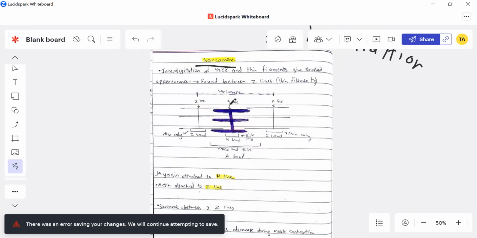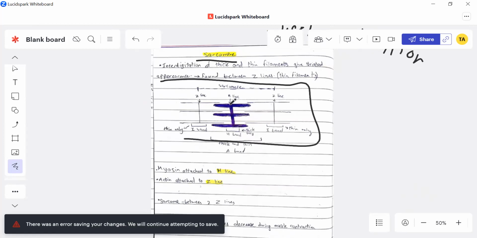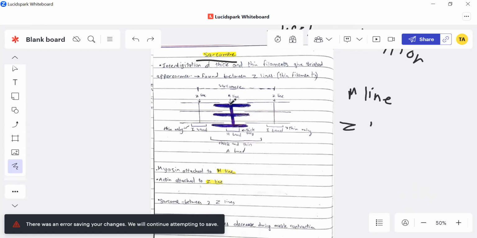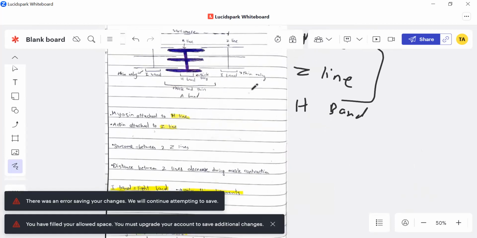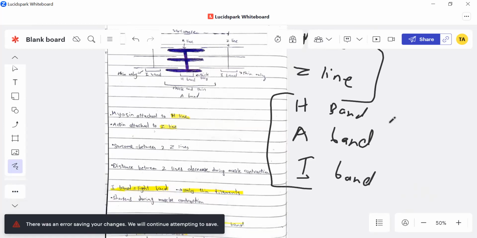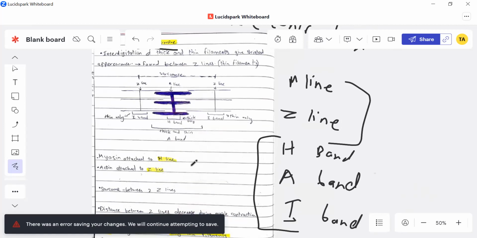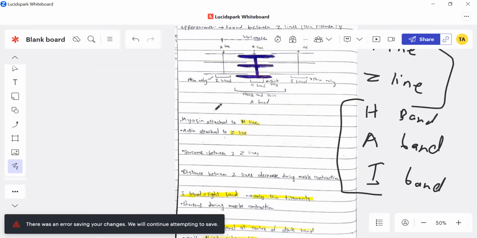And this right here is the sarcomere, and the sarcomere is made up of three types of lines: the M line, the Z line, and the H band. These two are lines, and there are three kinds of bands you need to know: the H band, the A band, and the I band. So, three bands and two lines. We'll talk about each in detail. So, let's start with the M line.